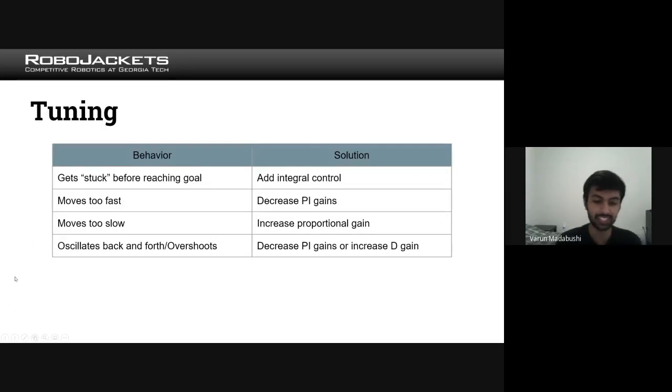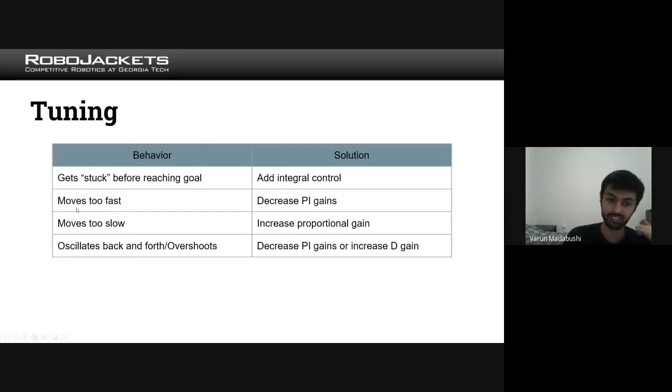So whenever you make a PID controller, you have to actually tune it in order to get the desired behavior. And tuning means that you have to choose those gains, Kp, Ki, and Kd, properly in order to have the system reach its goal. So here we have some common behaviors. If your robot or mechanism is getting stuck before it reaches the goal, that's steady state error. And if there's steady state error, you have to add an integral control. So if you were using PD in this case, you would have to use PID. Or if you were just using P, you would have to use PI.